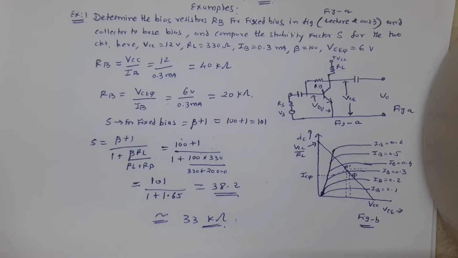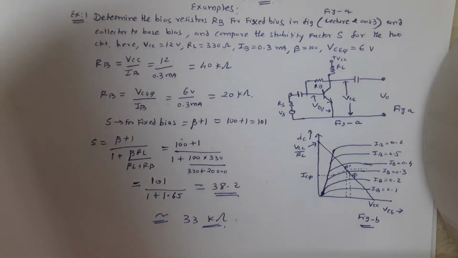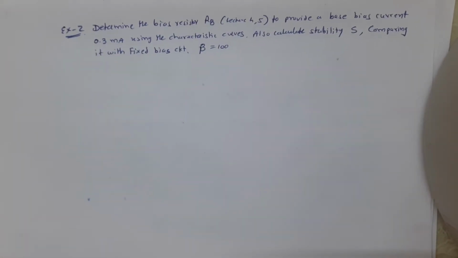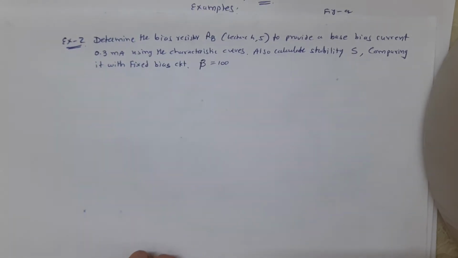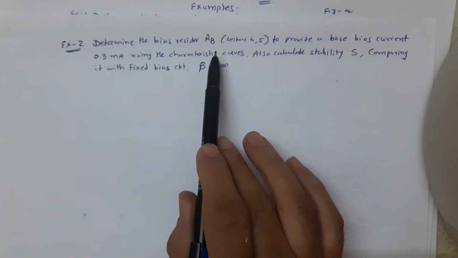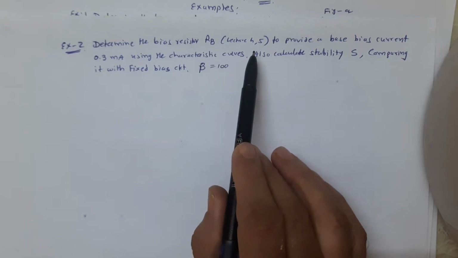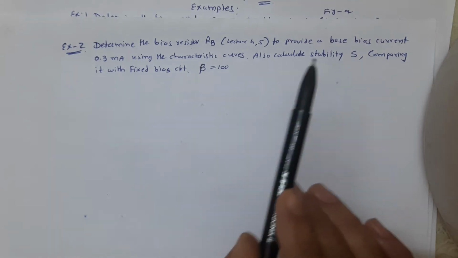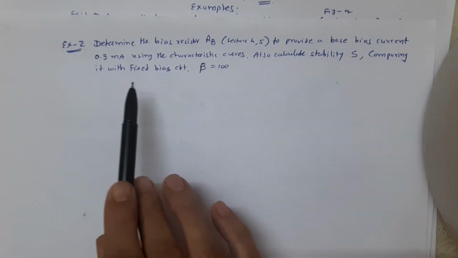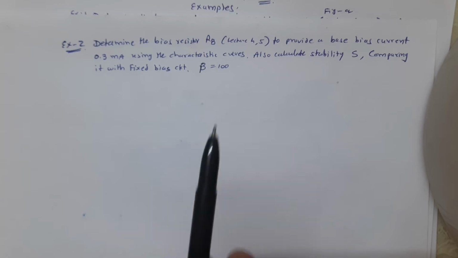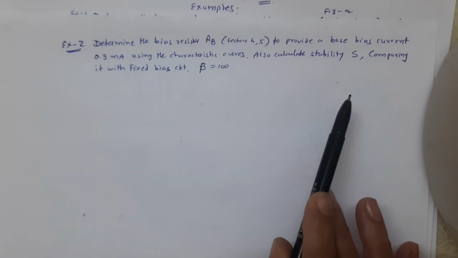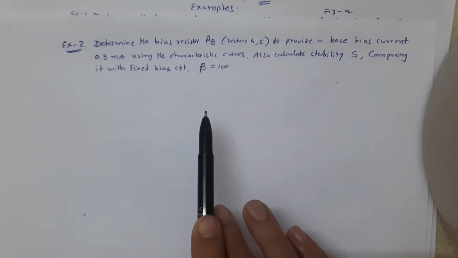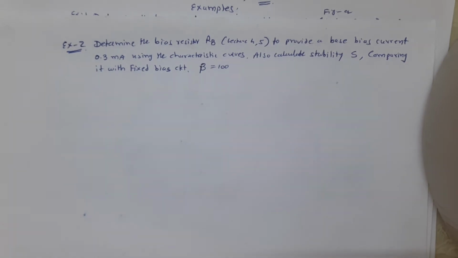Next is the second example. This is your second example. Determine the bias resistor RB, given in lecture 4 and 5, to provide a base bias current of 0.3 milliampere using the characteristic curves. Also calculate the stability factor S, comparing it with the fixed bias circuit. Here beta is equal to 100.